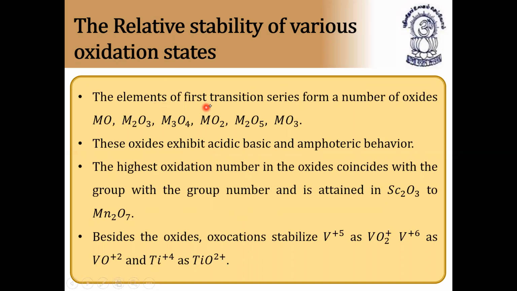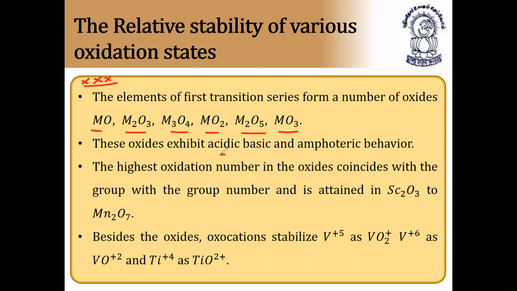The elements of first transition series. Now we are going to discuss oxides, which is very, very important. Oxides of transition metals are important. The elements of the first transition series, that is the 3d series, form a number of oxides, that is, they form oxides of type MO, M2O3, M3O4, MO2, M2O5, and MO3.